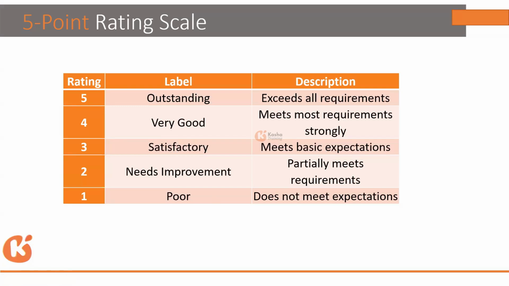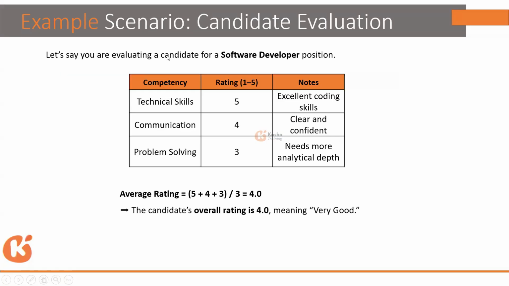So like this, you can create your rating scale in the system. Now here you can see the candidate evaluation. In technical skill, the employee has got five, which is an excellent coding skill. Problem solving, you can see three, and this is the average way. You figure out the overall rating for the candidate: whatever ratings you have got, you divide by the number of them, so you get the overall rating for this employee.